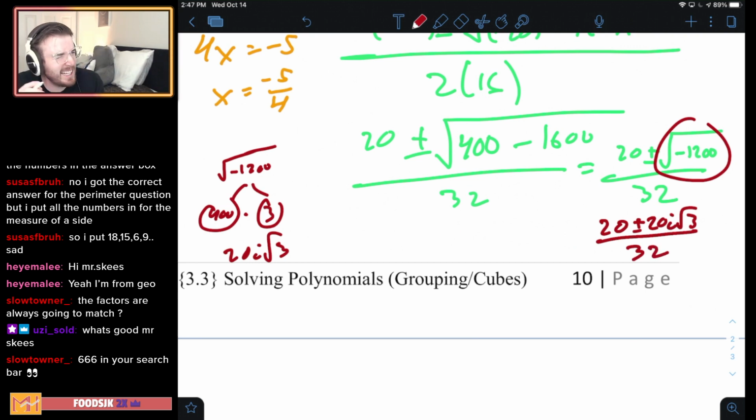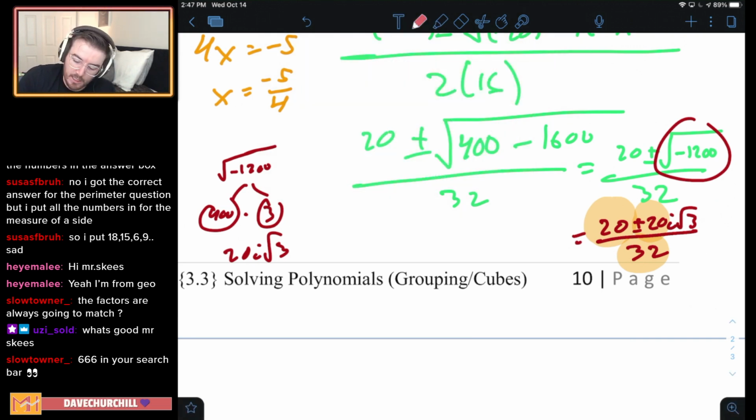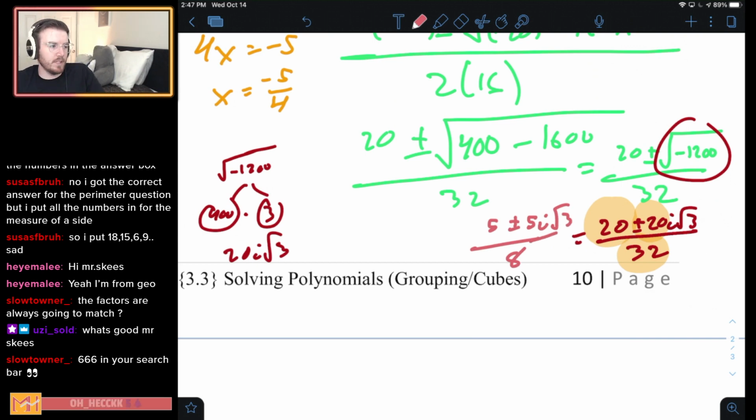There's something a little extra, though, that we can do on this. All these terms, 20, 20, and 32, are divisible by 4. So we can actually reduce the fraction down to 5 plus or minus 5i root 3 all over 8. Because I can reduce the fraction.